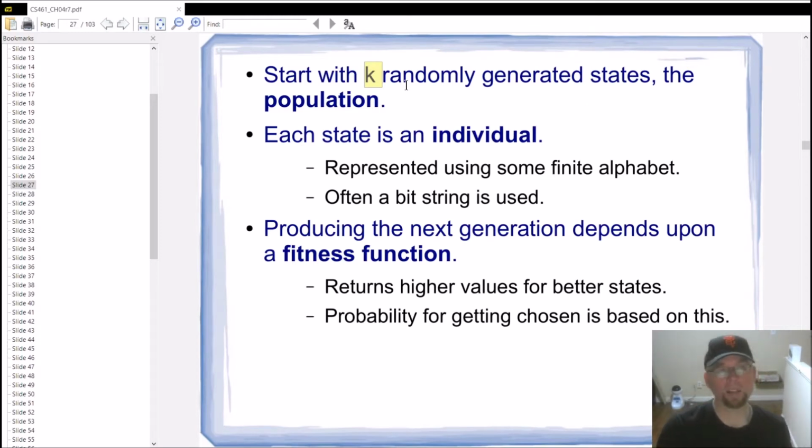Kind of like with the hill climbing algorithm: once you moved on to the successor, who cared about the parent node? Okay, so each state is an individual. And you have to come up with some kind of way to encode the states. However you want to do that, there's going to be some kind of state representing that individual. Typically it's over some finite alphabet, and that alphabet could be whatever works for the problem that you're solving. Often, it's a string of bits.